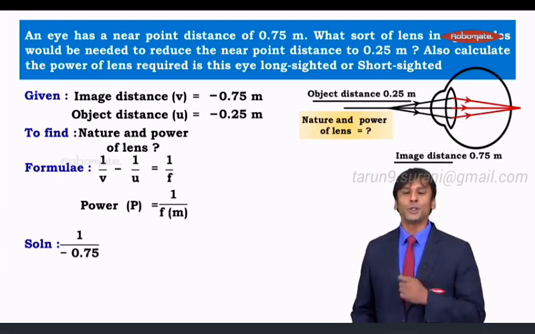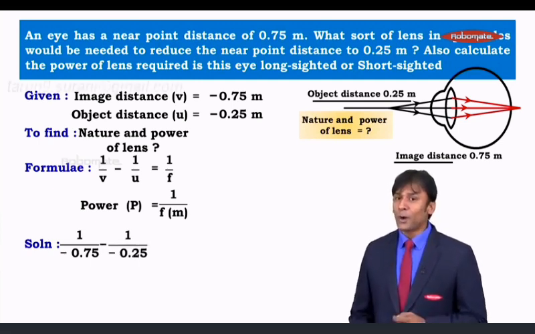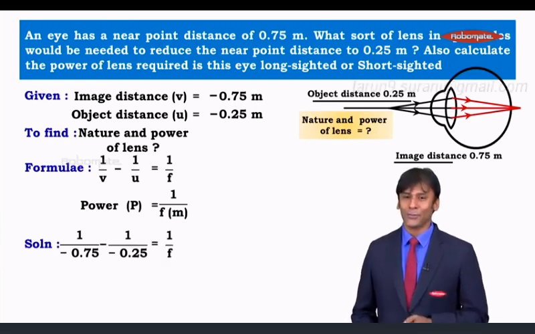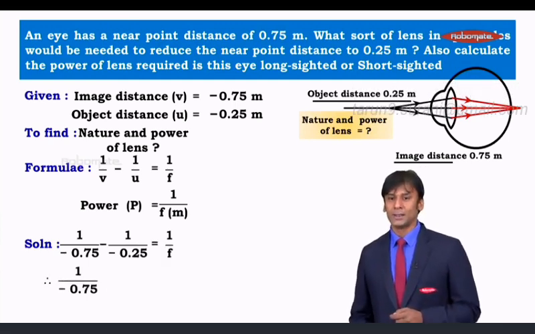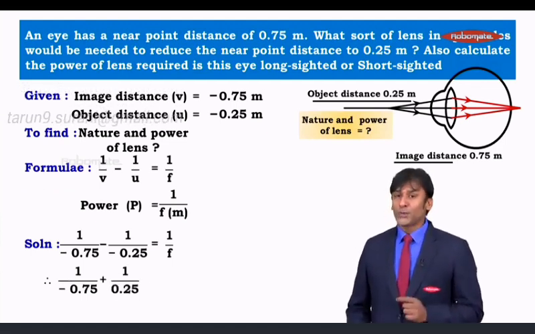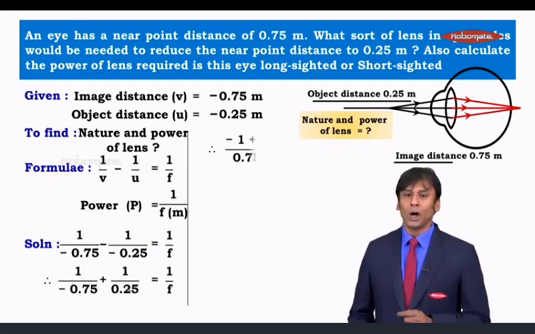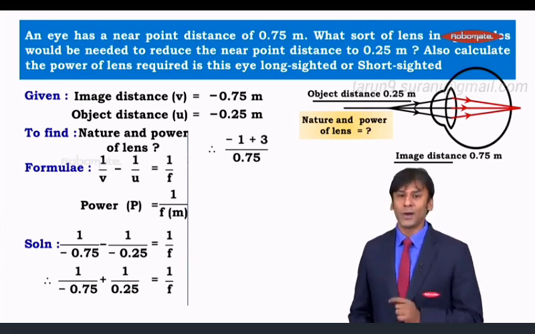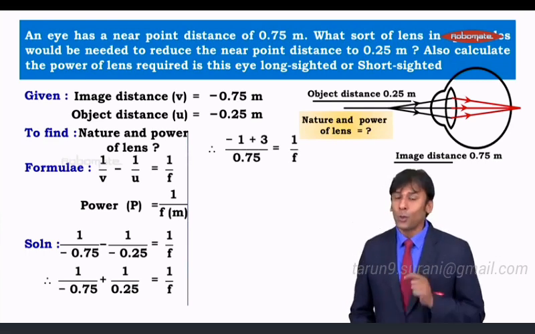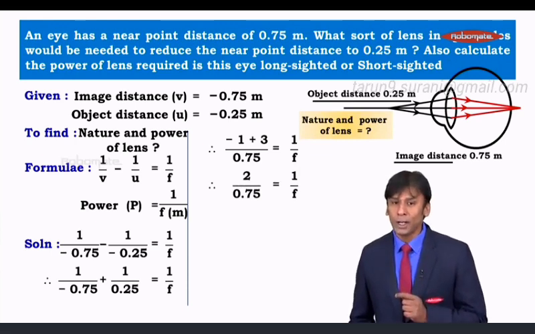In the first part of the solution, using the lens formula, I get 1 upon minus 0.75 minus 1 upon u, and that is 1 upon minus 0.25, is equal to 1 upon f. Now again, minus minus cancels. So I get 1 upon minus 0.75 plus 1 upon 0.25 is equal to 1 upon f. Now further students, let's simplify this further. On simplifying it further, I get LCM 0.75, and in the numerator, it will be minus 1 plus 3, and that is equal to 1 upon f. So therefore students, this will be 2 upon 0.75 is equal to 1 upon f.